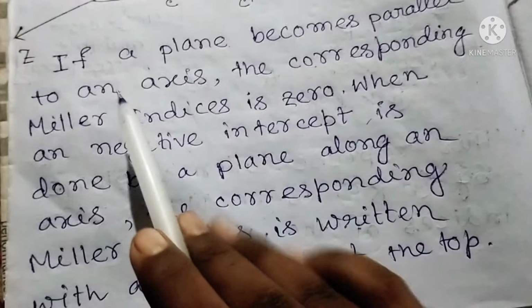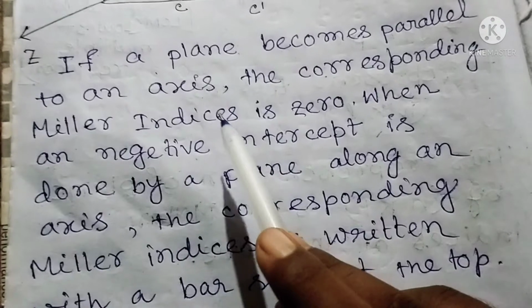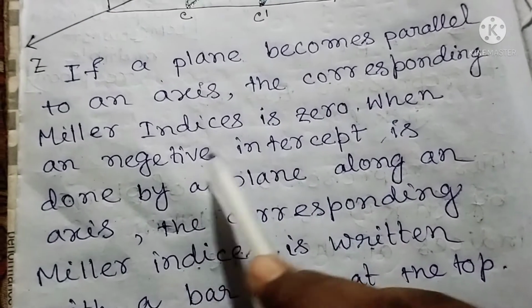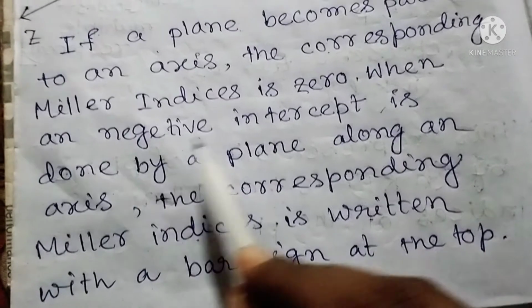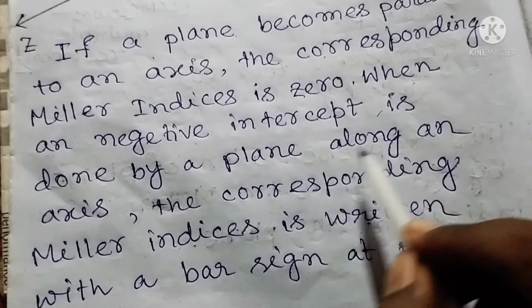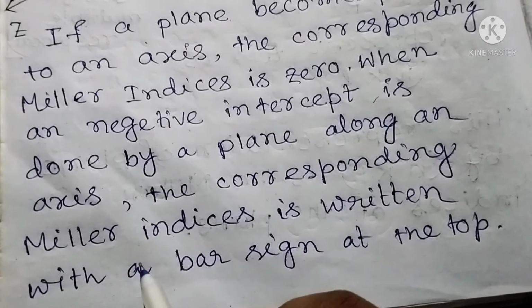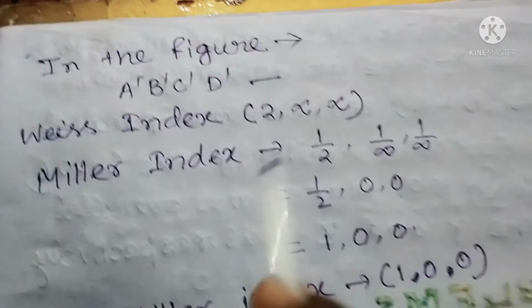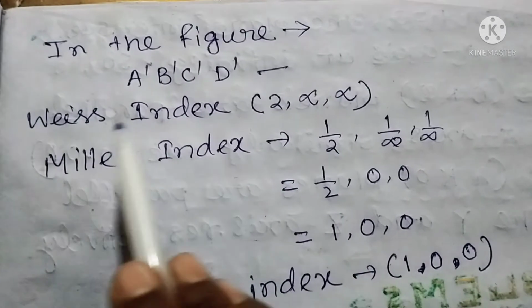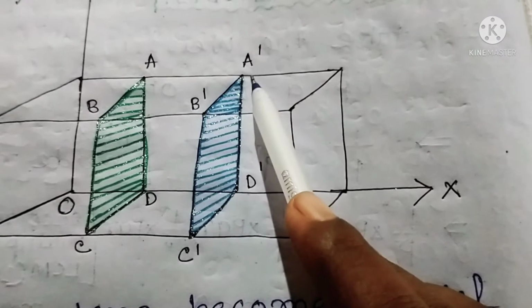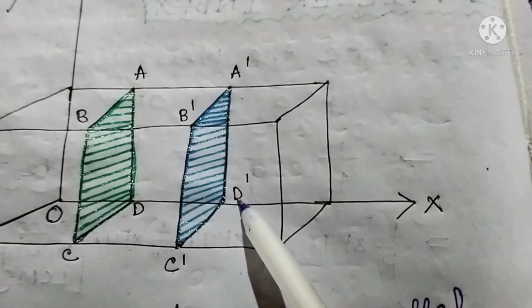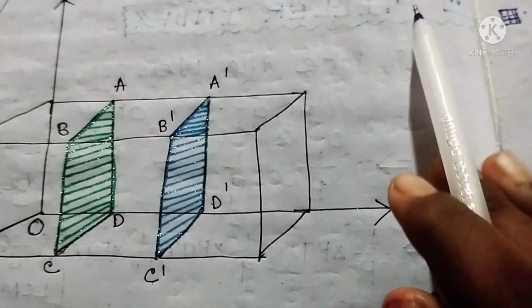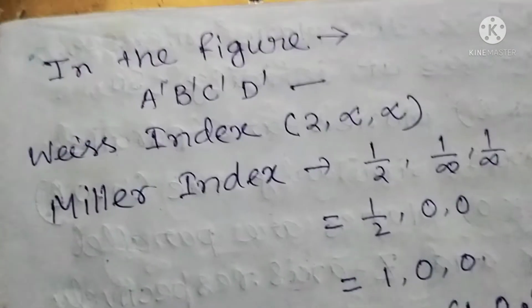Now, let's see, if a plane becomes parallel to an axis, the corresponding Miller index is 0. When a negative intercept is made by a plane along an axis, the corresponding Miller index is written with a bar sign at the top. Now, in the figure A dash, B dash, C dash, D dash, the Weiss index is 2, infinity, infinity.